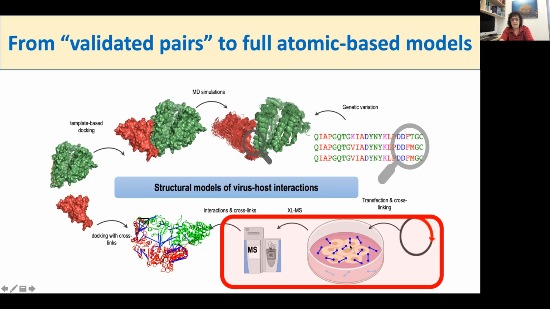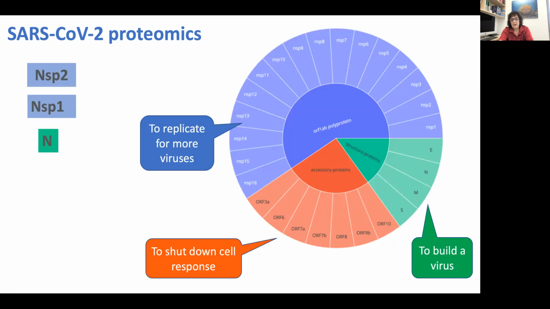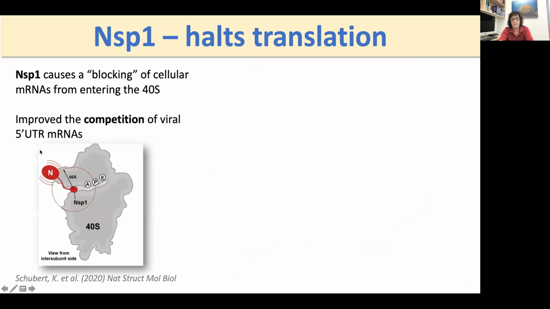The next phase is quite straightforward, in which we are using modeling, whether in a classical template-based docking, if we have one, or using these cross-links that we just recovered to do docking and structural studies. So this time I'll discuss three proteins: NSP1, NSP2, and the N protein. The first belongs to this very big replicating complex, and the N protein is a structural protein.